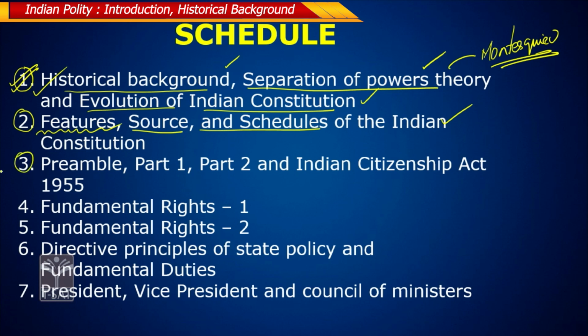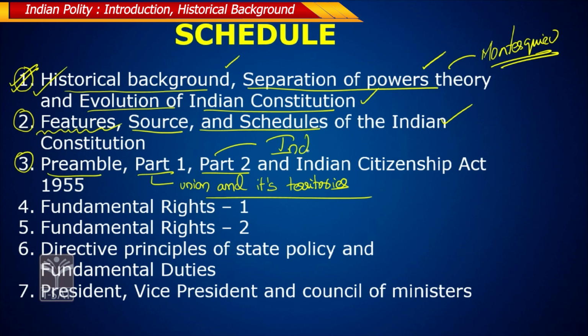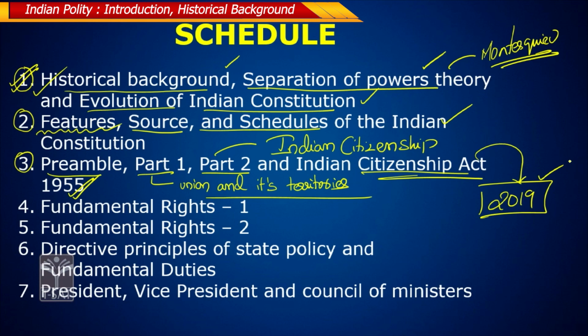Now coming to the third one, we will be covering the preamble, part 1, and part 2. Part 1 is union and its territories. We have part 2, Indian citizenship, as well as the Indian Citizenship Act of 1955 and the recent amendment to it in the year 2019, the Citizenship Amendment Act of 2019. These questions we will be covering, and all these are expected questions. I am sure a few questions directly or indirectly come from our topics.